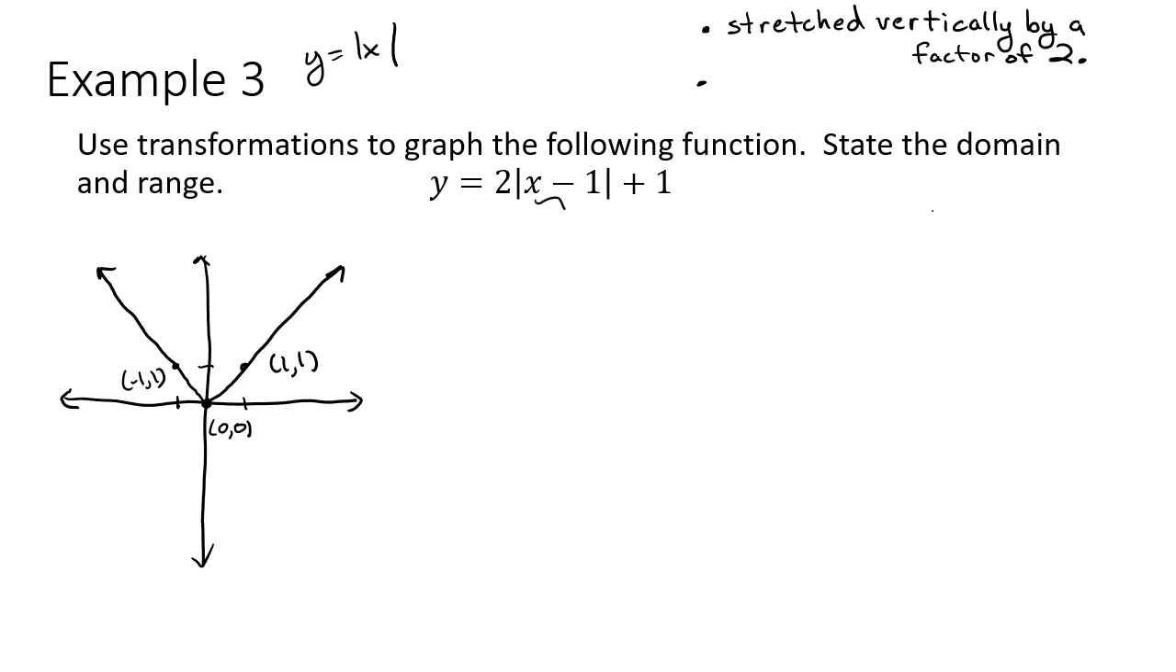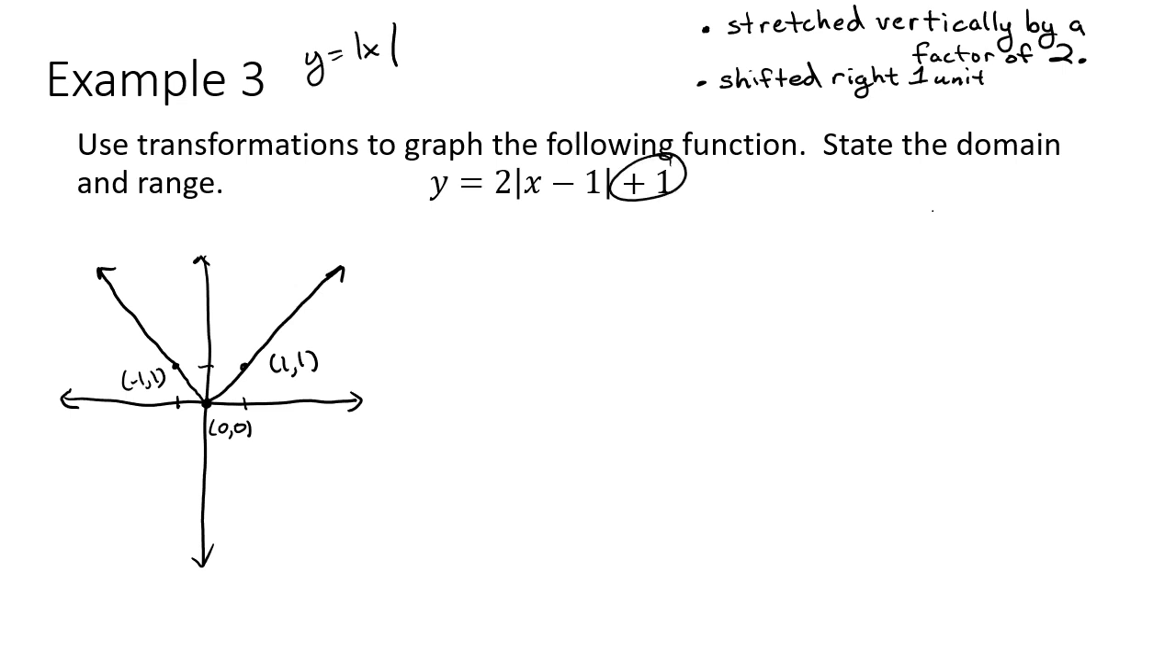All right, from the -1 on the inside, it's tangled up with the x. It affects our x values, left and right. This one is going to get shifted right 1 unit. Opposite sign of what you see in parentheses. Because it's an x - 1, it gets shifted +1 in the x direction.